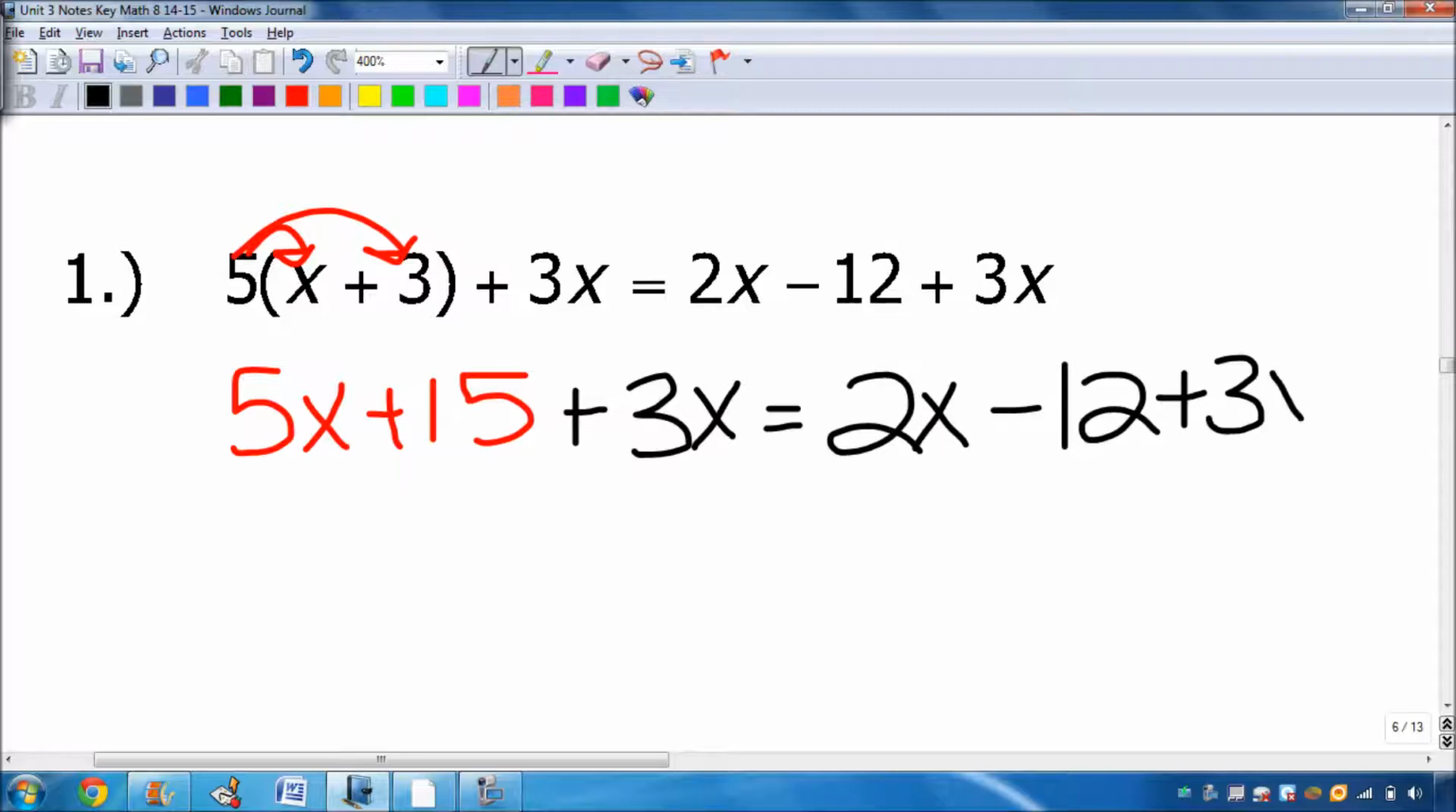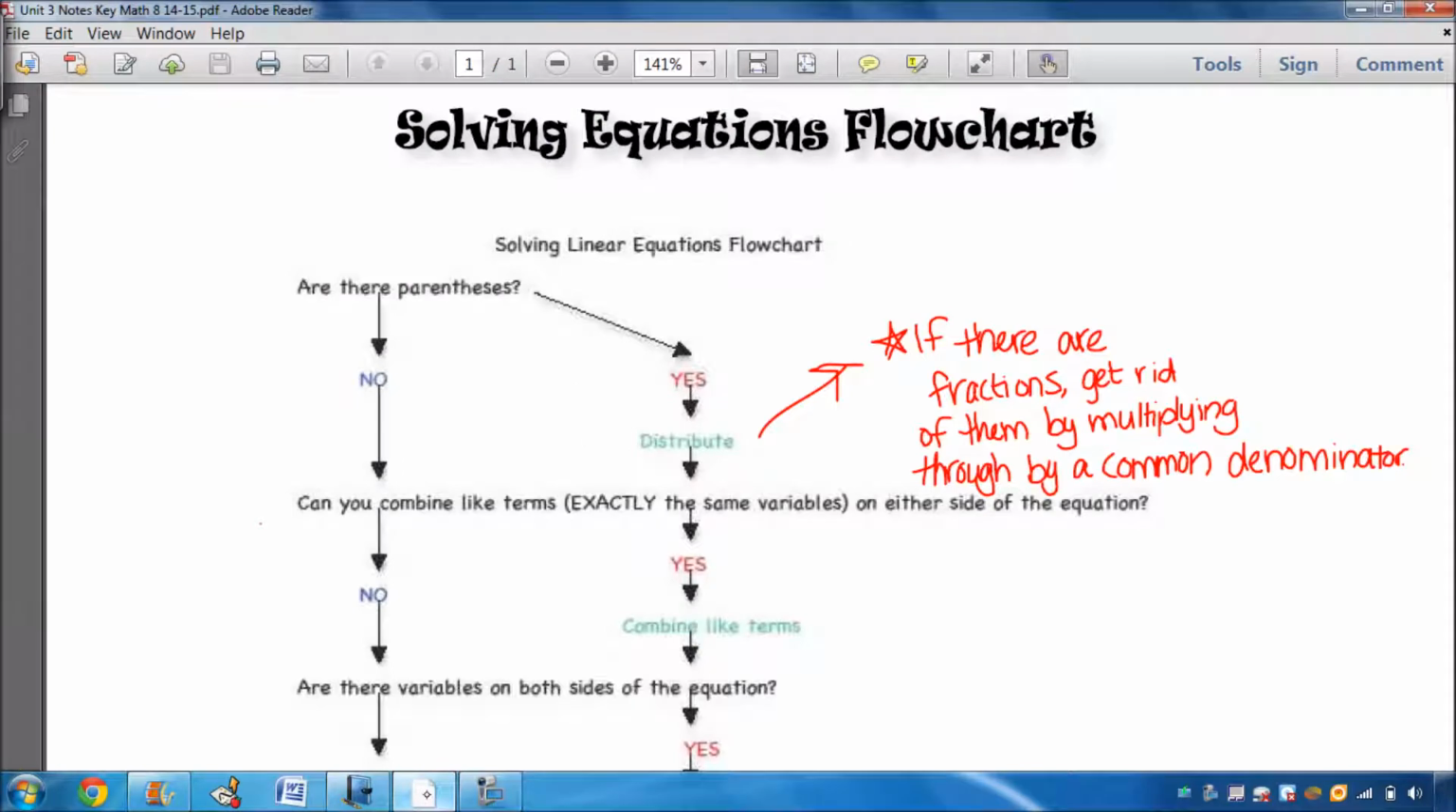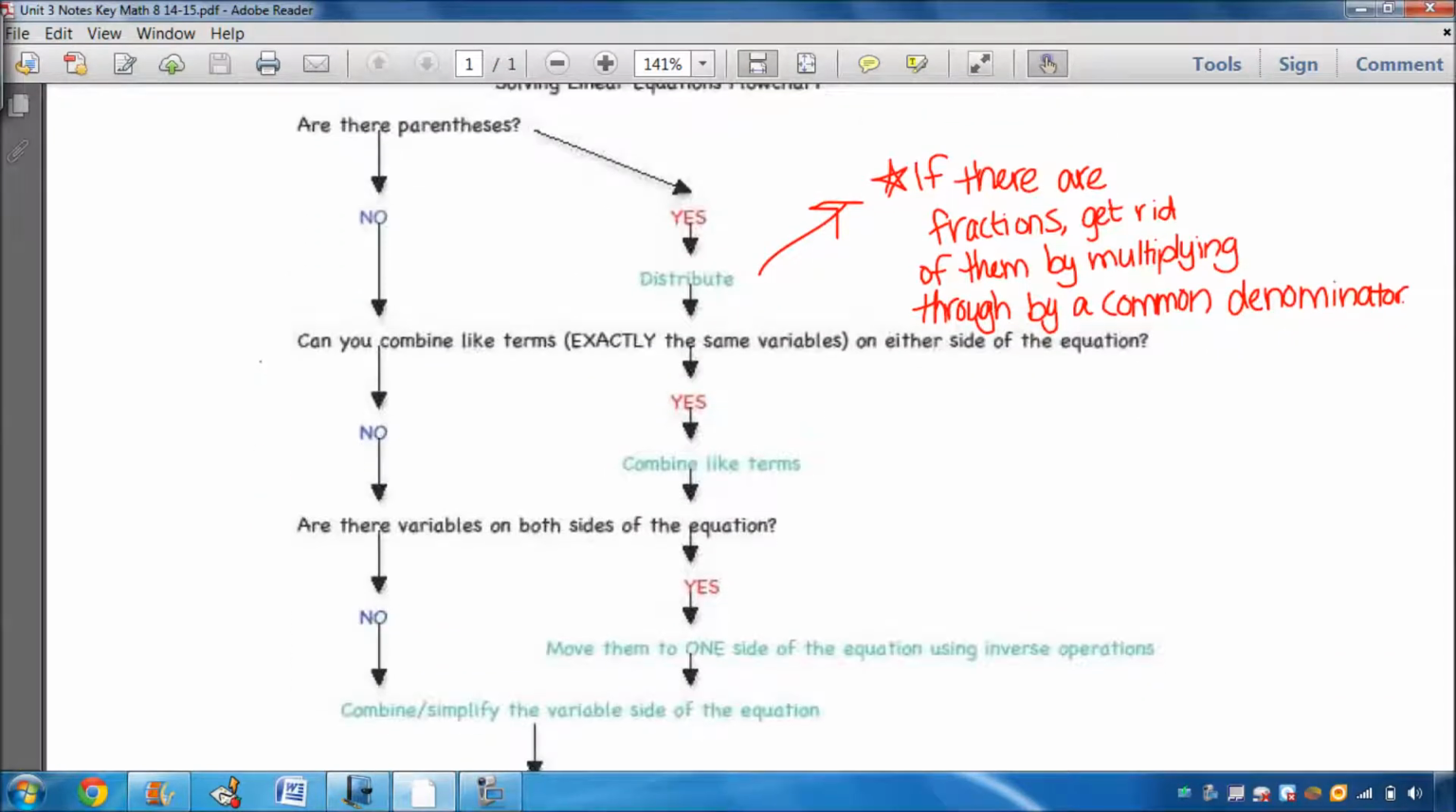All right, so now let's look at the next question. So we've done this piece right here. Next question.